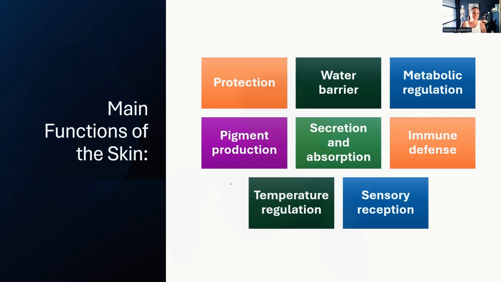Metabolic regulation is another function that it carries, pigment production, secretion and absorption, and immune defense, which also goes within protection, temperature regulation, and sensory reception. And we'll talk about each of these and the layers in which each of these functions is found.